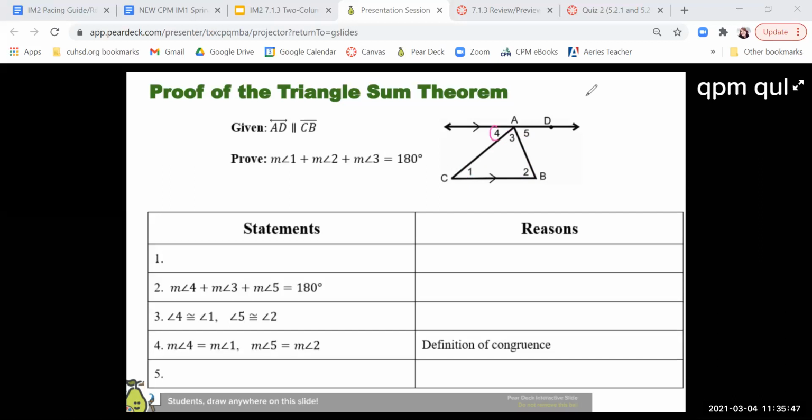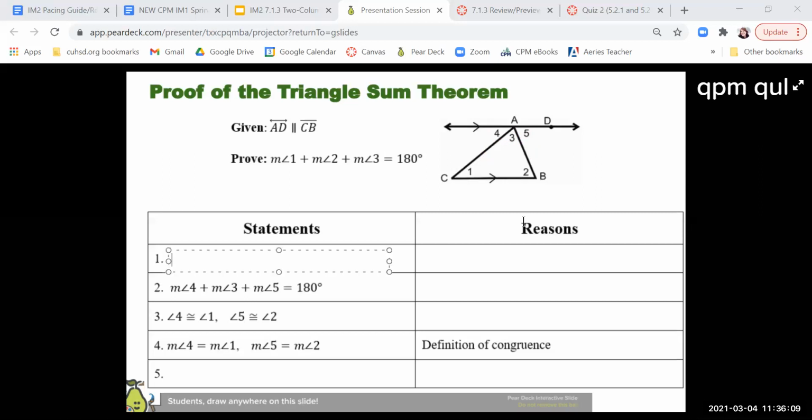What if we could start by saying 4 plus 5 plus 3 equals 180? And then connect the 4 and the 1 and connect the 5 and the 2. That would give us a path forward on this proof. So let's start with our given statement.